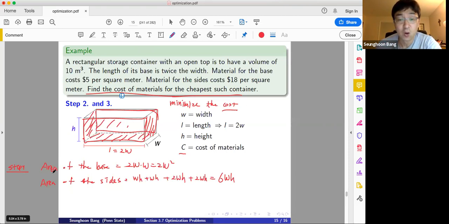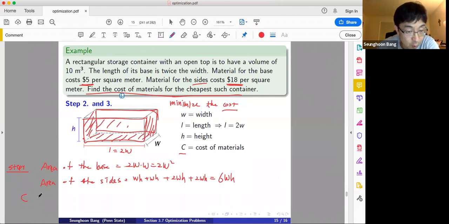Next, don't minimize the surface area. This is wrong because the material for the base costs differently: $5 per square meter for the base, $18 per square meter for the sides. For the sides we have a totally different material. So what's the main idea? Find the cost function.